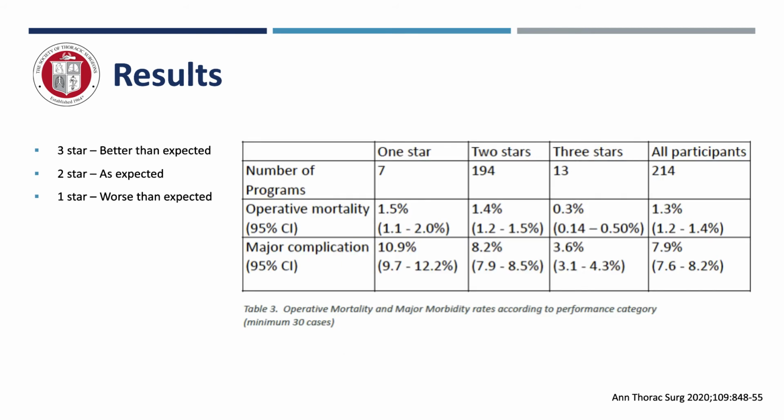In order to maintain stability of the model, only programs with 30 or more pulmonary resections for cancer were included in the model. This resulted in 214 participating programs. Overall operative mortality was 1.3%, and major morbidity occurred in 7.9% of resections. The majority of programs, 194, achieved a 2-star rating. A 2-star rating indicates that the program performed as expected. That is to say, the program's performance is not statistically different from the performance of the average program participating in the database. 7 programs received performance worse than expected, and 13 programs performed better than expected.